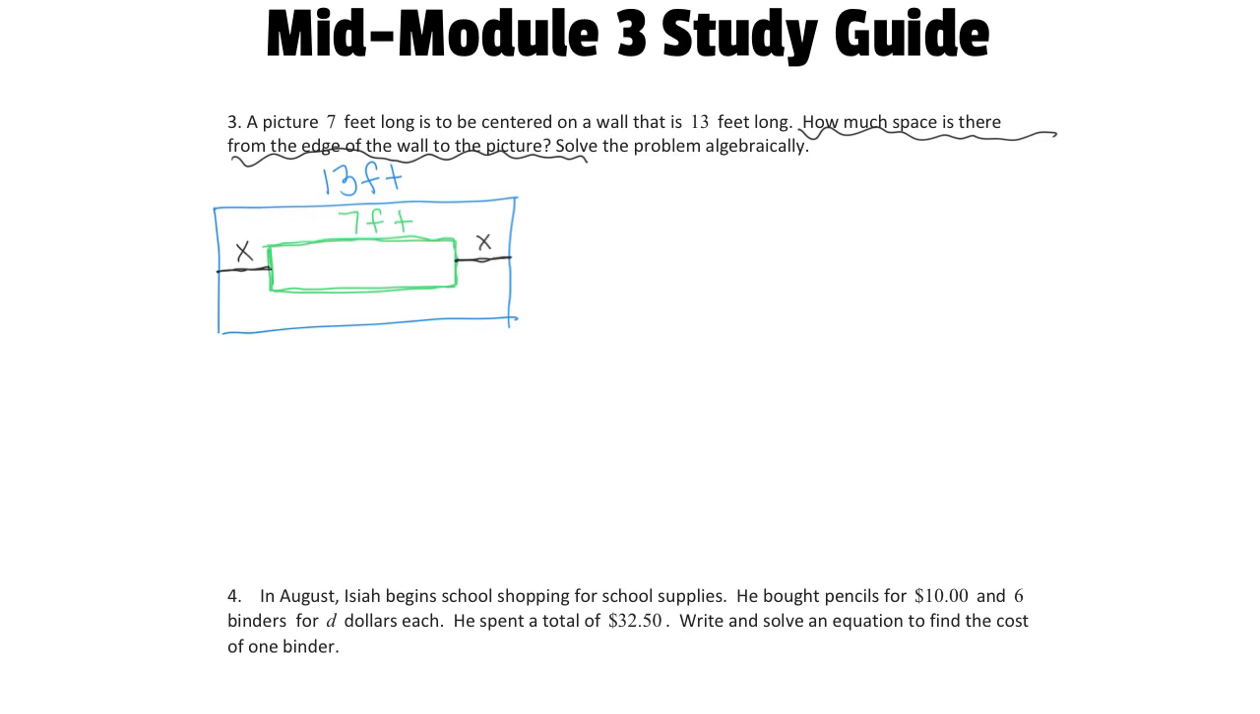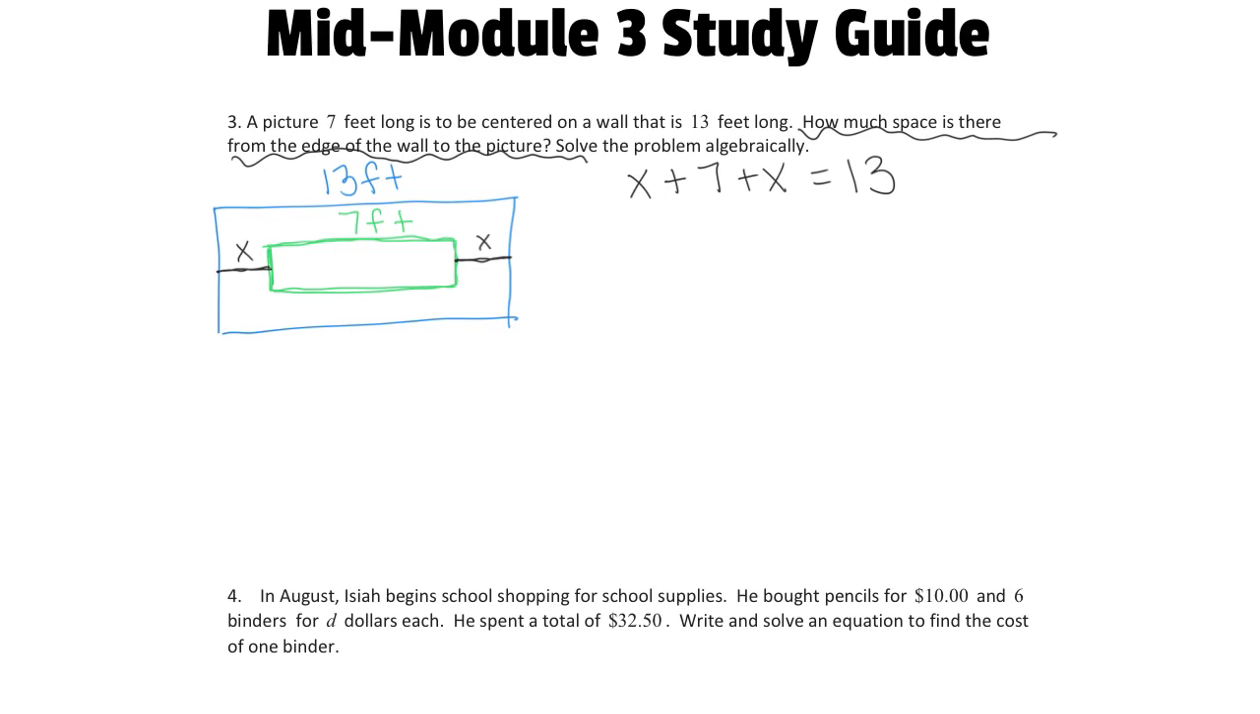Now when I set up this equation, I'm going to have x plus 7 plus x, because those are what are given to us for the total amount of the wall, and we're solving for x. What is our total length of the wall? 13. So we're going to have equals 13.